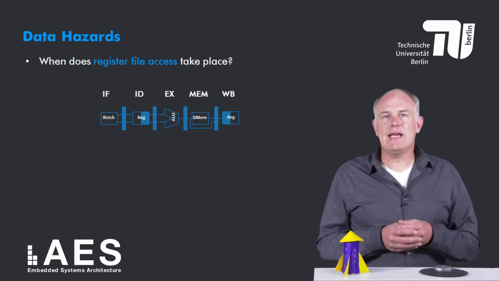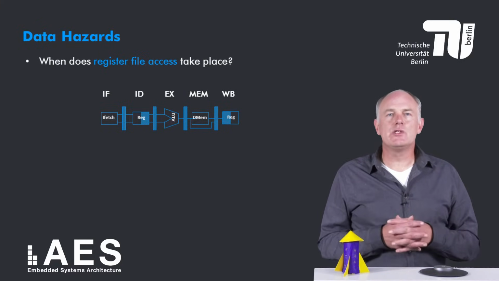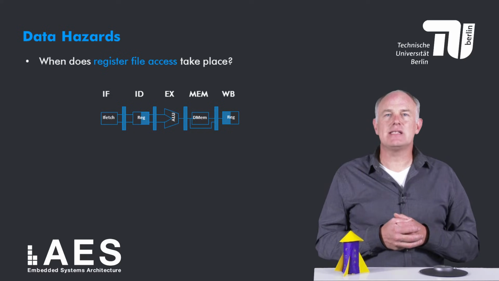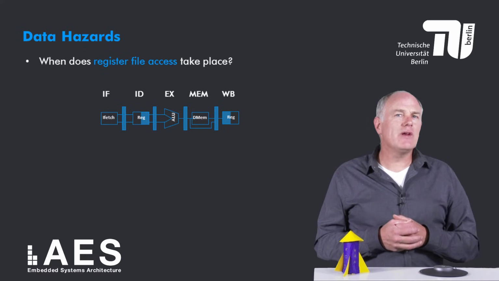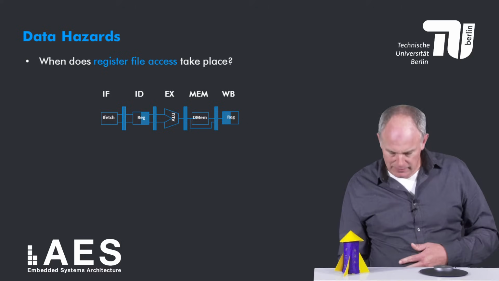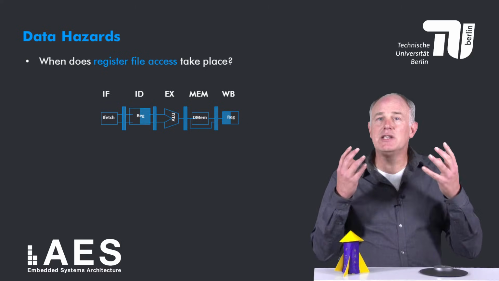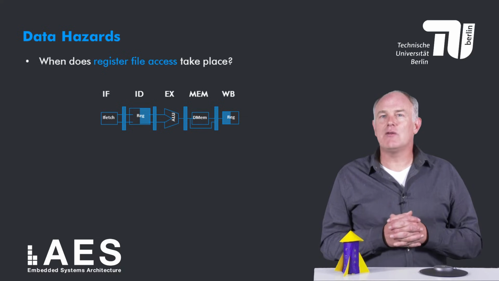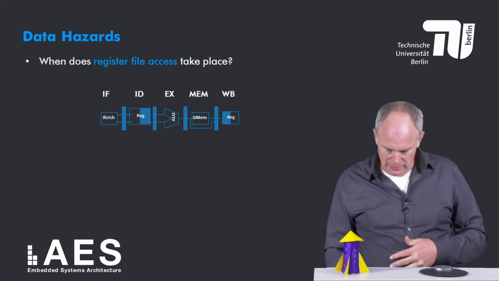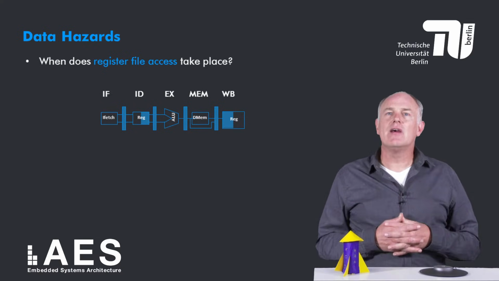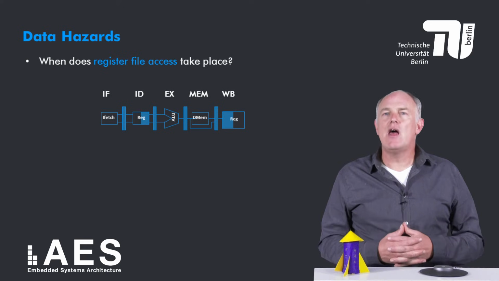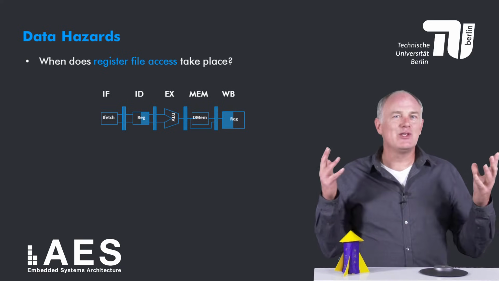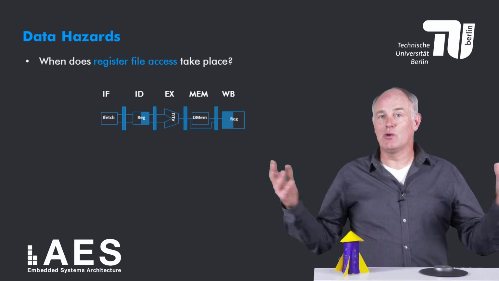Now I will discuss data hazards. Before I do so, however, I first need to define exactly when the register file access takes place. You might have noticed that in our pipeline diagrams, in the instruction decode stage, when the register file is read, the right side of the register file is colored blue. While in the write back stage, when the register file is written, the left side of the register file is colored blue. This was not done by accident or because it looked nice.